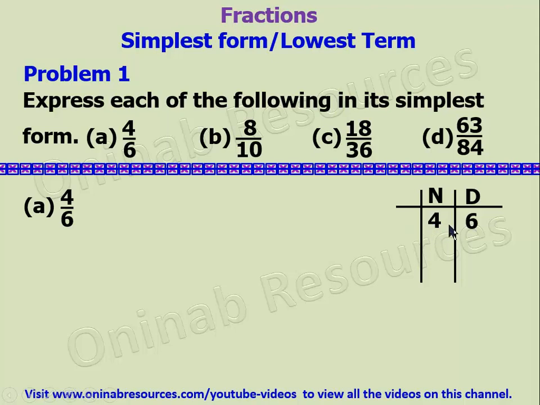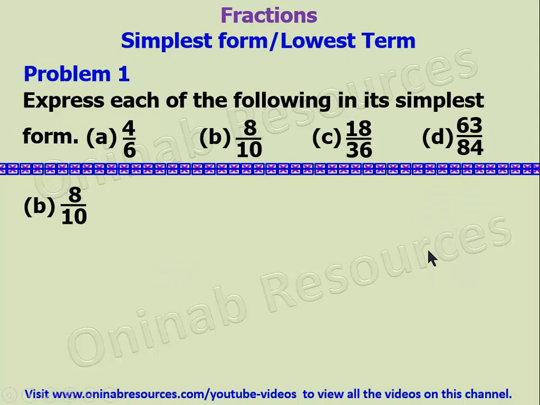So we know 2 can divide both 4 and 6, so we go with 2. 4 divided by 2 gives 2, and 6 divided by 2 gives 3. Since there is no number that can divide both 2 and 3 without remainder other than 1, so we stop here. So we now have our 4 over 6 in the simplest form as 2 over 3. So we go to B.